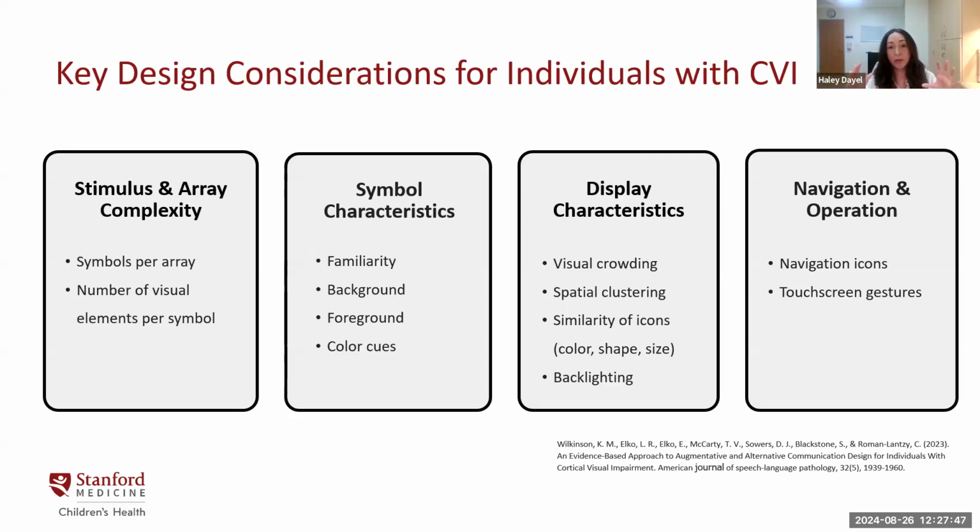So things like visual crowding can make it hard for the person to scan the display, so adding space between icons may be helpful. There's been a lot of work, especially with Krista Wilkinson and her group, looking at other arrangements like spatial clustering of icons to help with focusing in on a certain area rather than having to scan the whole array. The similarity of icons can make a difference, so making sure that the person can distinguish between them by using different cues like color, shape, and size. And backlighting can be helpful to draw their attention.